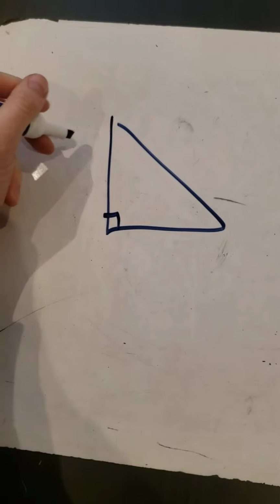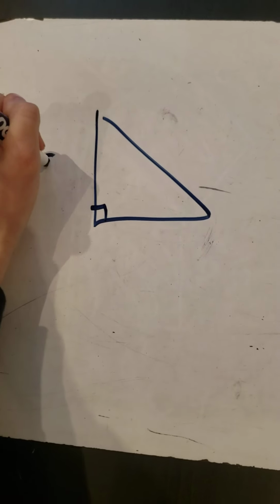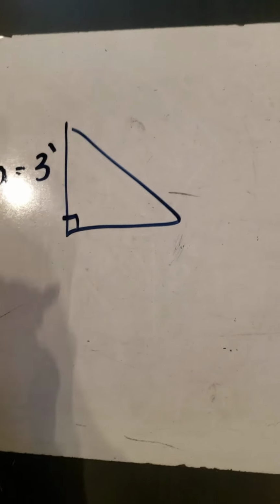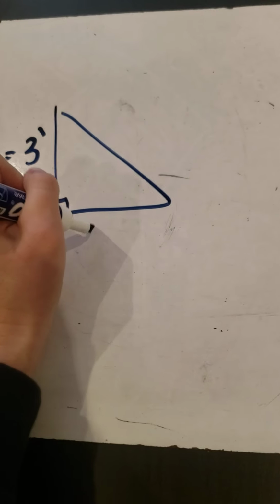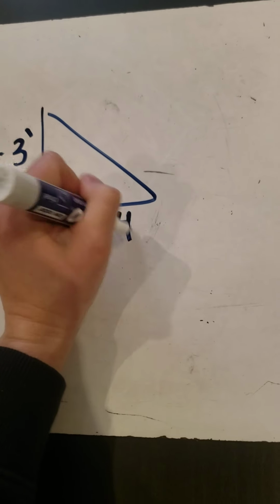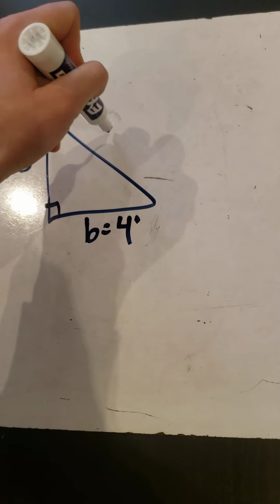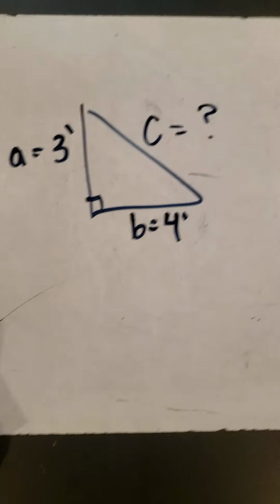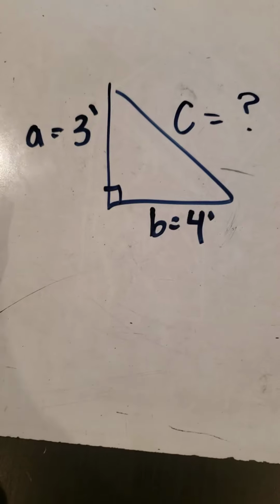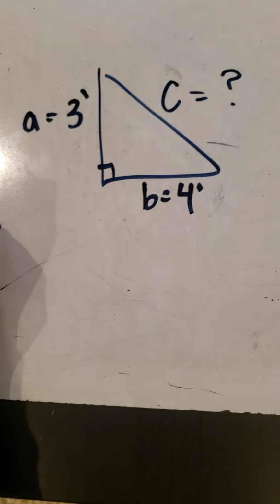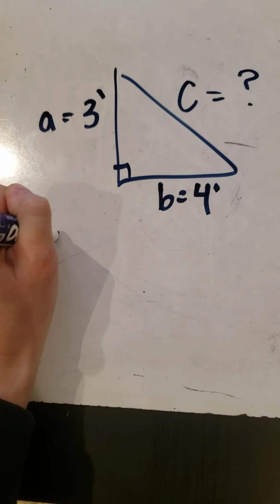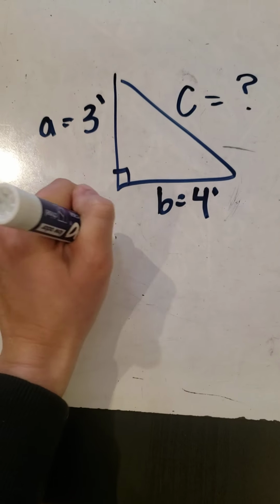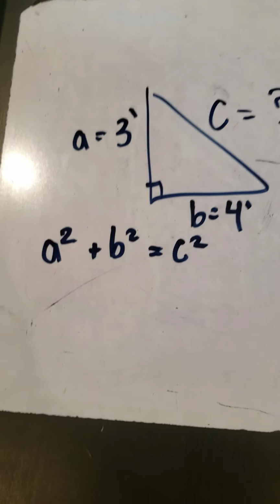All right, so let's say I have a right triangle. We know that side A is 3 feet. We know that side B is 4 feet, and we want to know the length of side C. So first thing I'm going to do is rewrite the Pythagorean theorem formula. So a squared plus b squared equals c squared.